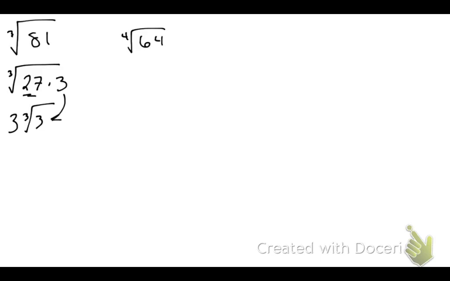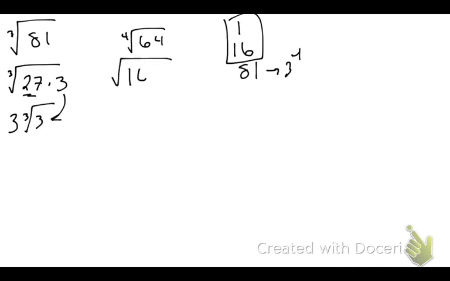Fourth root of 64. Well, my perfect fourths are 1, 2 to the fourth is 16, 3 to the fourth is 81. So the only numbers that matter are these two. Because once I get to 3 to the fourth, it's too big. Well, 64 is the same thing as 16 times 4. And the fourth root of 16 is 2. So this would be 2 times the fourth root of 4.